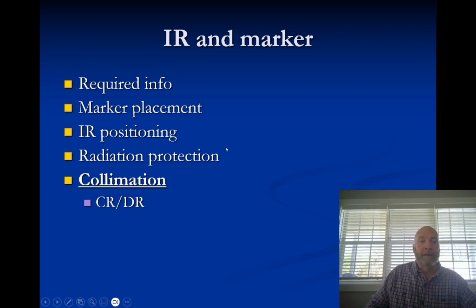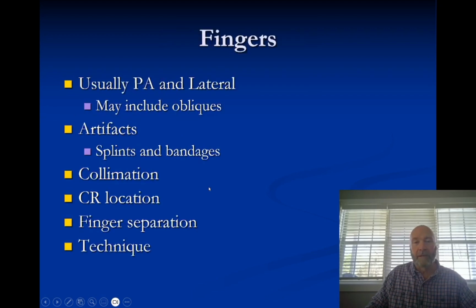So we'll talk about marker placement, image receptor positioning. We'll talk about radiation protection, which primarily is going to be your collimation. There are some differences between CR and DR and how you can utilize the equipment a little bit better. With your fingers, you're usually going to be PA and lateral. Sometimes you may include an oblique.